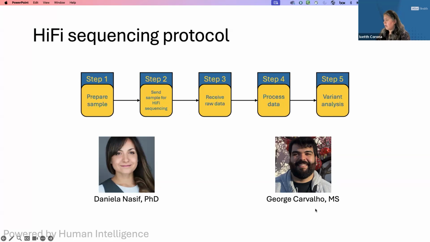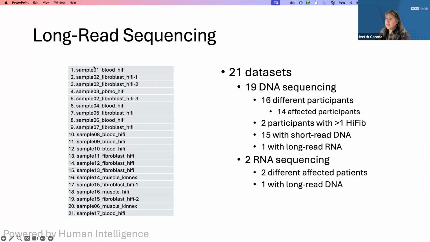It was done in part by George in our group. And these are all the samples that we sent for sequencing for this project. We have a total of 21 different data sets from 17 samples. And 19 of these 21 data sets were DNA sequencing, from 16 different participants, of 14 affected participants in total. Most of them actually have short read DNA, so we're able to compare the variant calls from short versus long.